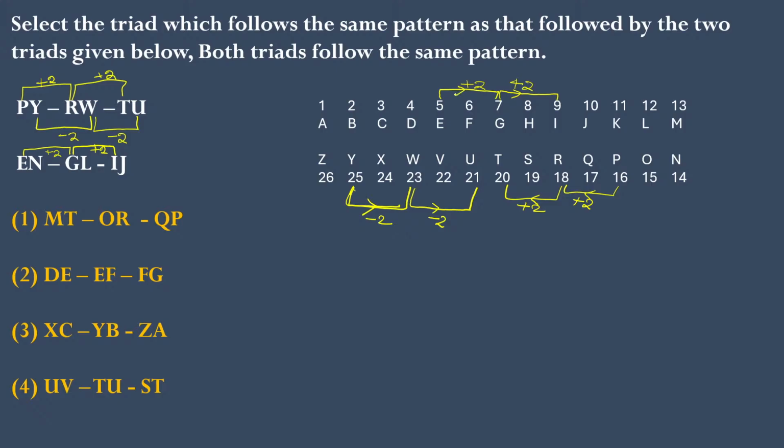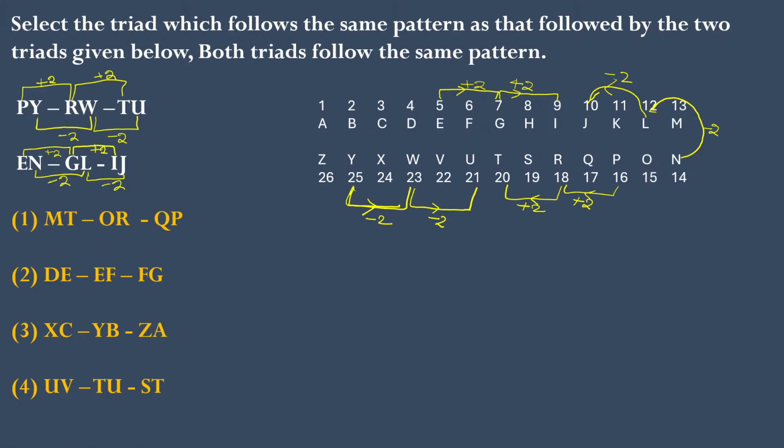And see the next alphabet, N minus 2. N minus 2 we get L. Here N is there, so minus 2, N minus 2 we get L. L minus 2, so we get J. L minus 2 we get J. So, which of the following options satisfies the same pattern?